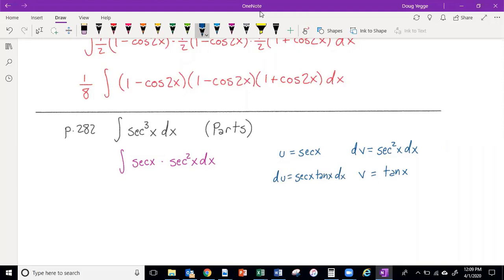So I just wanted to mention that when you're integrating the third power of secant, integration by parts is the way to go. But anytime you're dealing with other secant and tangent integrals, all you're trying to do is find secant x tan x's, because those are derivatives of secant, and find secant squared x's, because those are derivatives of tangent.